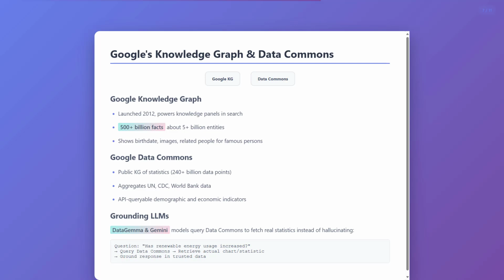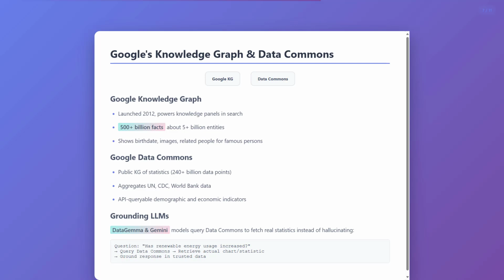Let's look at some real-world scale. Google's knowledge graph is probably the most visible example of this technology in action. Launched in 2012, it now contains over 500 billion facts about more than 5 billion entities. Every time you search for a famous person, movie, or landmark and see that information panel on the right side of your results, you are seeing the knowledge graph at work. It's not just showing you web pages, it's showing you structured facts that Google has high confidence in.